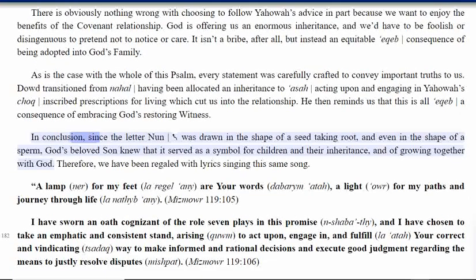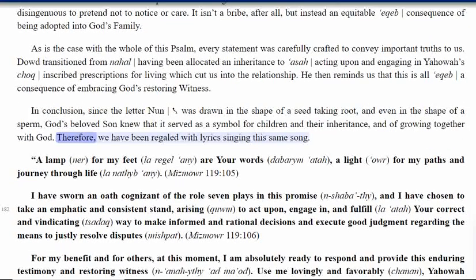In conclusion, since the letter Nun was drawn in the shape of a seed taking root, and even in the shape of a sperm, God's beloved Son knew that it served as a symbol for children and their inheritance, and of growing together with God. Therefore, we have been regaled with lyrics singing this same song.